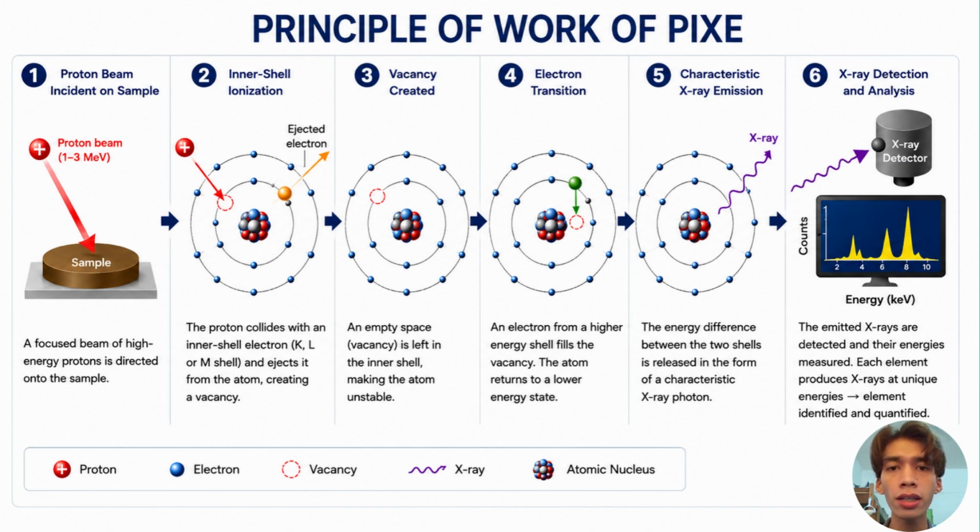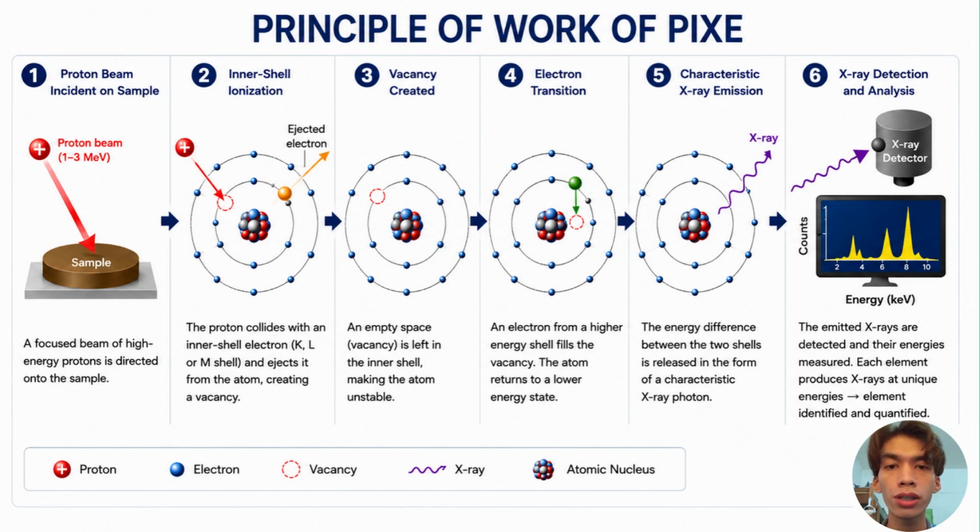First, a high-energy proton beam, typically between 1 and 3 MeV, is directed onto the sample. When the proton interacts with an atom, it transfers sufficient energy to eject an inner shell electron, usually from the K shell, creating a vacancy. Since the atom becomes unstable, an electron from a higher energy shell, such as the L or M shell, moves down to fill the vacancy.